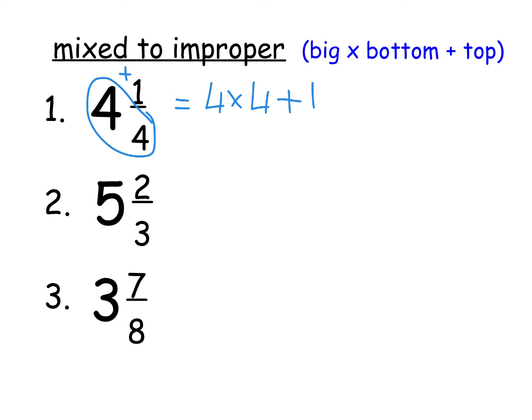And because we're talking quarters, this will all be in quarters. Now 4 times 4 is 16, plus 1 is 17. So we have 17/4 as an improper fraction. The second one, we're going to do the whole number times the bottom.